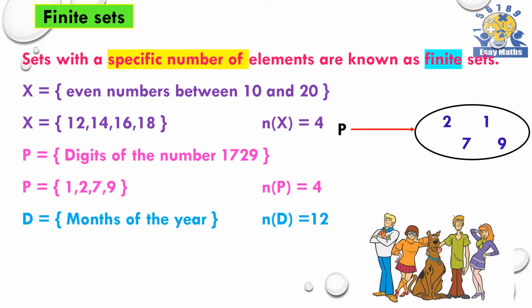Next example, the set D, months of the year. How many months are there in a year? Yes, there are only 12 months. So n(D) is equal to 12. Therefore, the set D is also a finite set. Next one, the set E, provinces of Sri Lanka. You know there are 9 provinces. So n(E) is equal to 9. Therefore, E is also a finite set.